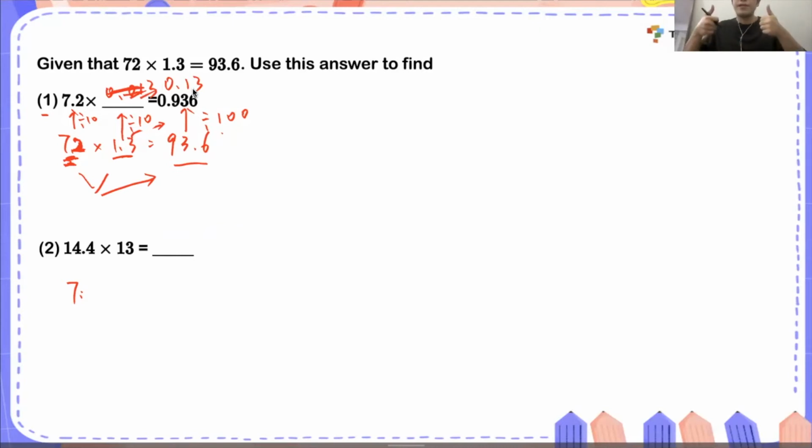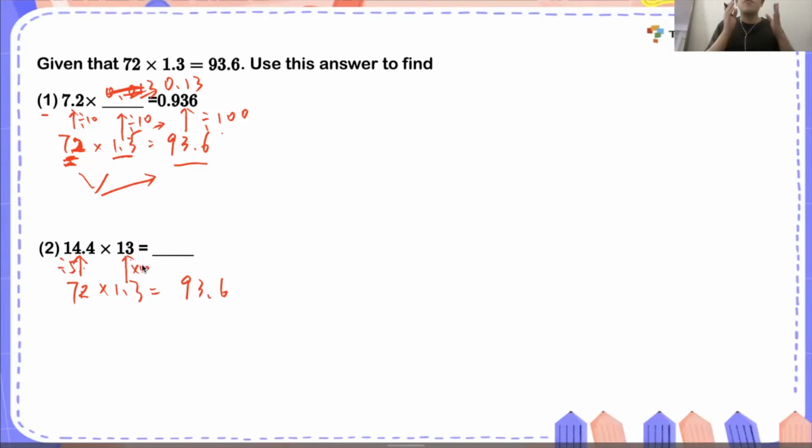Okay, thanks for understanding, and I will move to the next question. I will write down the original multiplication, that is 72 times 1.3, that is 93.6. Okay, how does this 72 change to 14.4? That should be a little difficult, but I can just tell you that it is divided by 5. And how does this 1.3 change to 13? That is times 10.